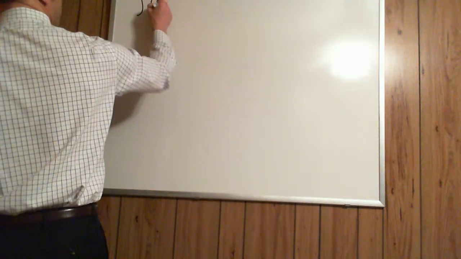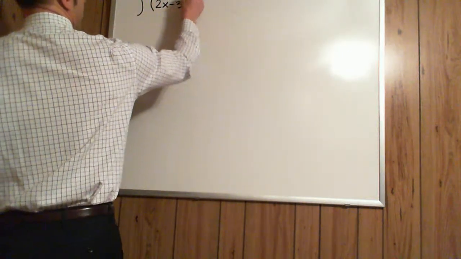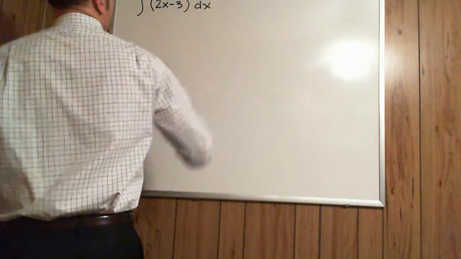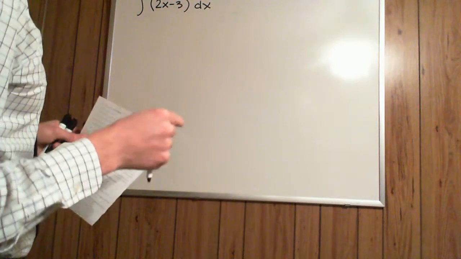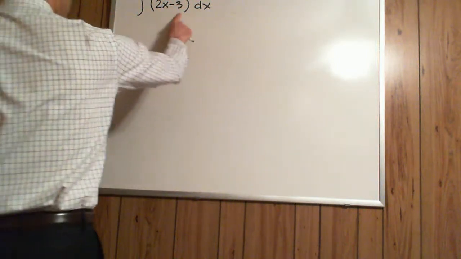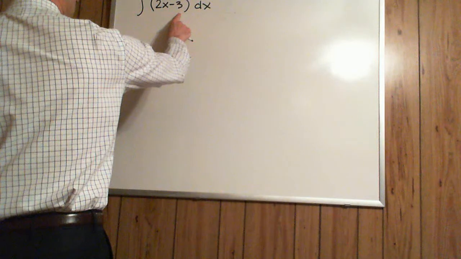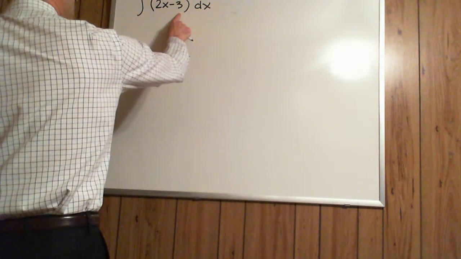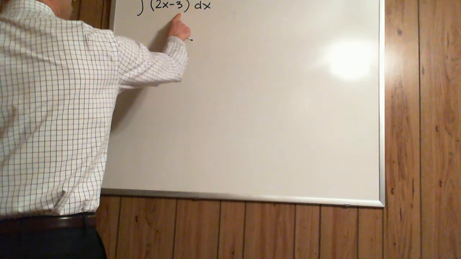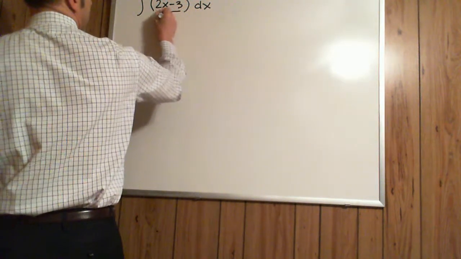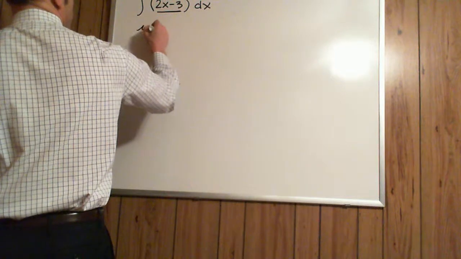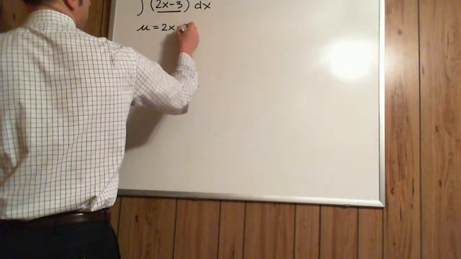So let's start with an example. Suppose we have the indefinite integral of (2x minus 3) to the 5th power dx. The only option we have right now before we get to u substitution is to expand this and multiply it by itself 5 times. That would not be very efficient. So what we can use is u substitution, and we choose u to be the inside stuff. So we're going to choose u to be 2x minus 3.